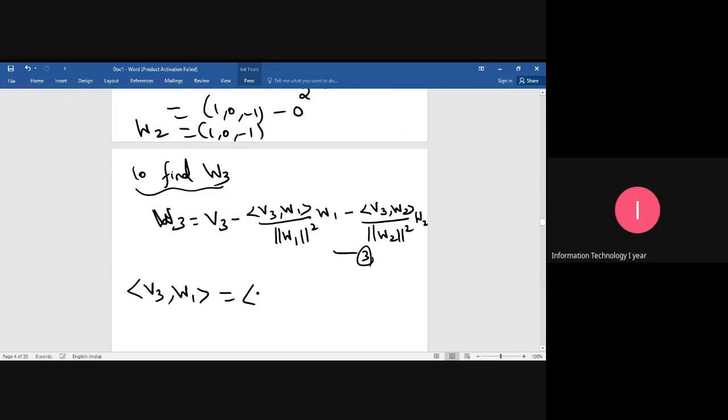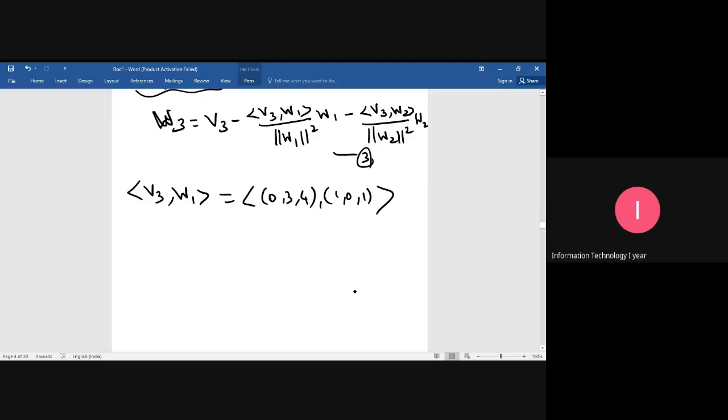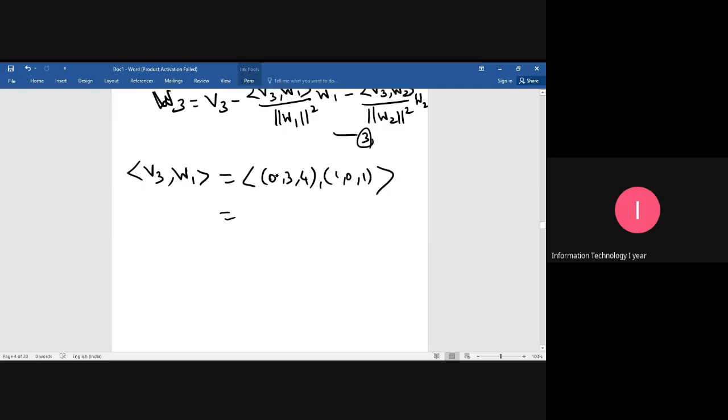So V3 is actually 0 comma 3 comma 4. This is V3. W1 is 1 comma 0 comma 1. Okay, so the inner product of V3 comma W1, we have written in the previous step. So find out the multiplication: 0 into 1, 0, plus 3 into 0, 0, plus 4 into 1. It is 4. So the inner product of V3 comma W1 answer is 4.